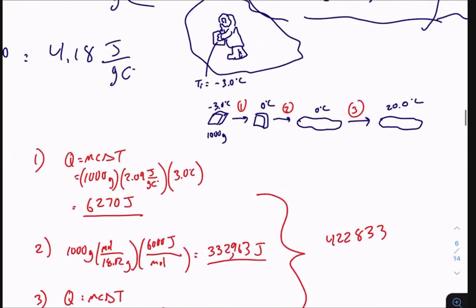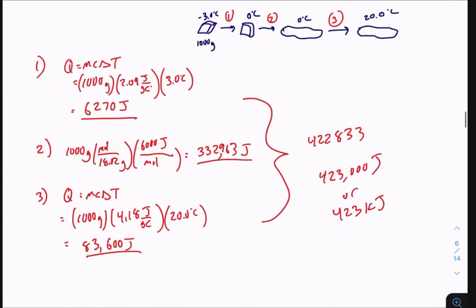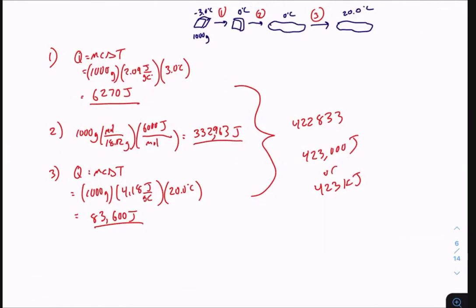But we can probably only really call this, we'll go with that, 423 kilojoules. Once you start dealing with numbers in the thousands, you should switch to kilo. This goes for grams, joules, whatever unit you're using.